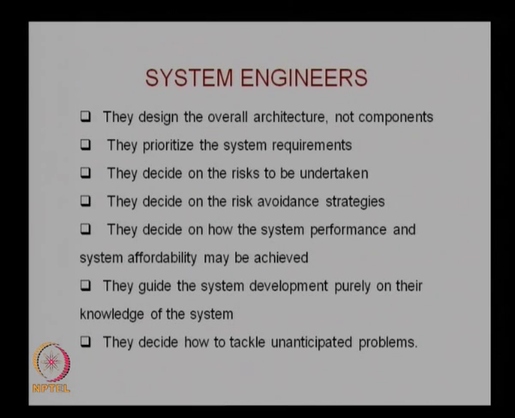And they decide on the risk avoidance strategies also. So when they identify a risk, they will try to see if the risk can be avoided, and so they build in functions and procedures to avoid it. And then they decide on how system performance and system affordability may be achieved. Affordability is another important aspect. So they are the people who can look at the performance requirement from the customer and the business aspect of the system. They need to have a proper balance between these two. So they analyze the system performance and system affordability, and then go ahead with choosing a particular technology or components.